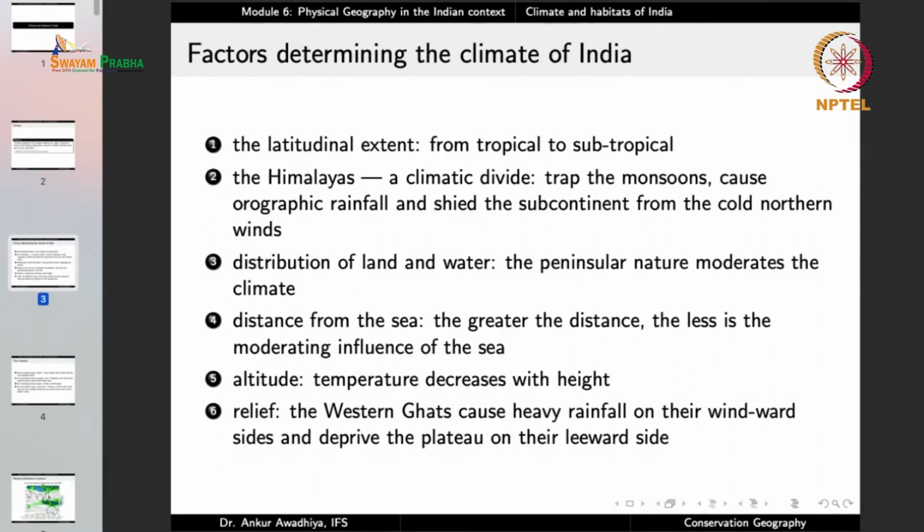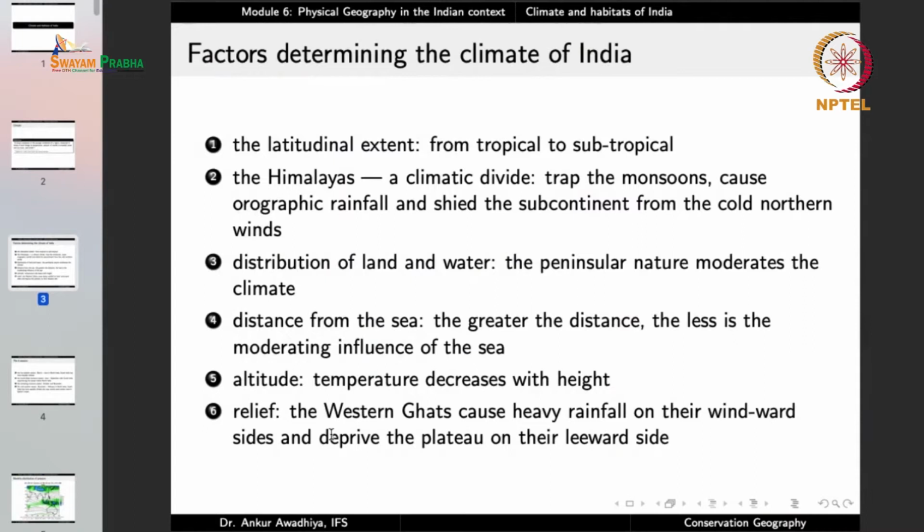Altitude. The temperature decreases with height. And so in the same season, in the same month, we can have different locations that have a very different temperature profile. Even in the peak of the summer season, we have a large number of hill stations that remain cold. In fact, so cold that you can even find snow cover, and you will probably need to wear warm clothes in the summer season.